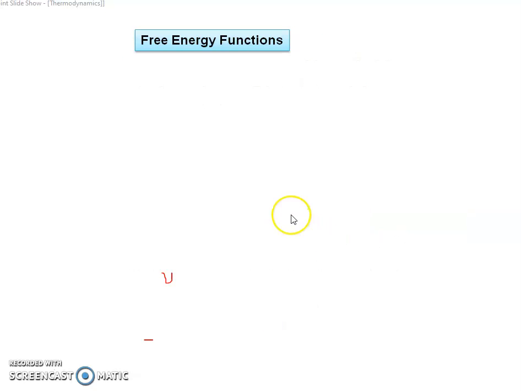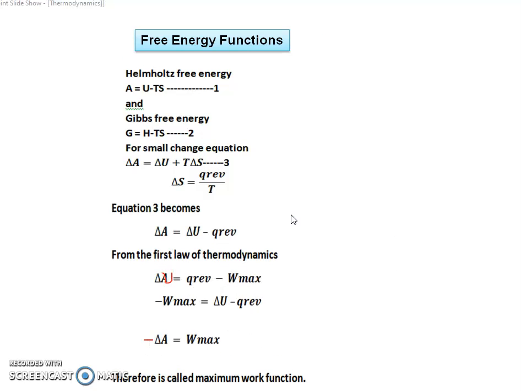Firstly, we will see the free energies. Two types of free energy functions we will see: Helmholtz free energy and Gibbs free energy. Firstly, we'll learn the Helmholtz free energy, or work function. Capital A is defined as A is equal to U minus TS, equation 1, and Gibbs free energy is defined as capital G is equal to H minus TS.